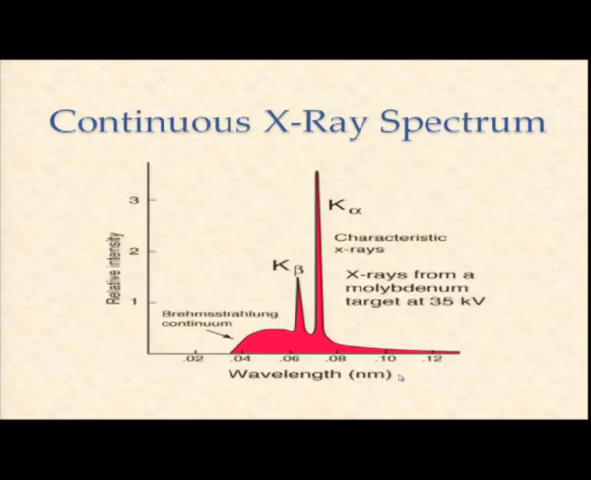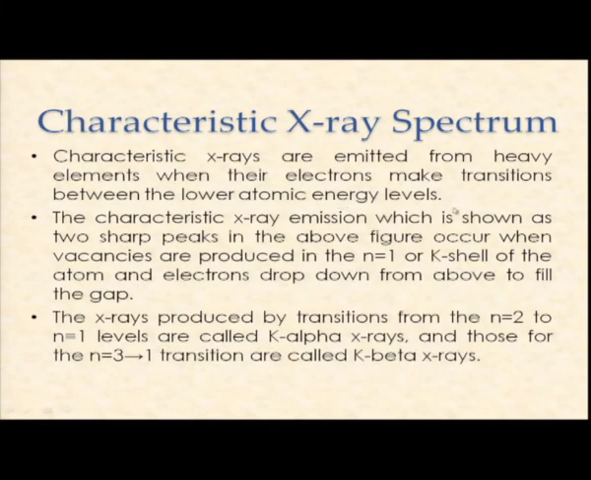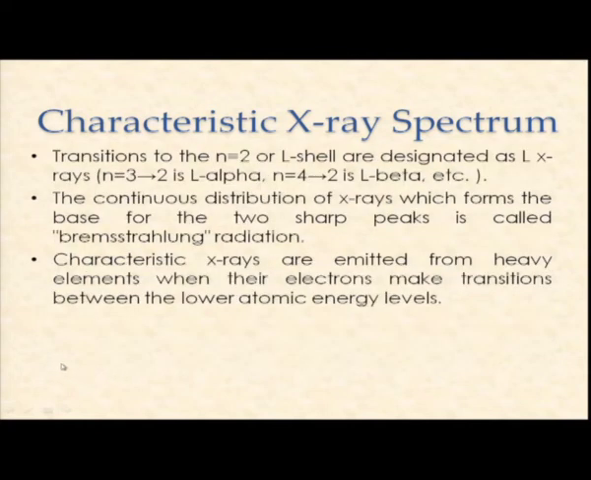Here in this diagram, K alpha and K beta rays are there, no? So, this K alpha ray is produced when a transition takes place from n is equal to 2 to n is equal to 1. Then K beta rays are produced when a transition from n is equal to 3 to n is equal to 1 takes place. This is how characteristic X-ray spectrum are produced.